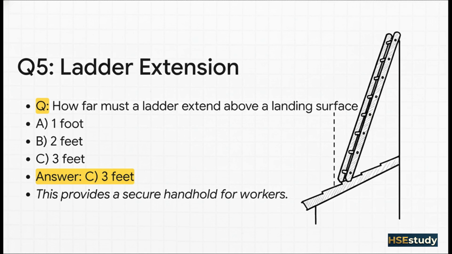Let's stick with ladders for question 5. You're using a portable ladder to get up onto a roof or another landing. How much should that ladder stick out past the edge? The correct answer is C, 3 feet. You need that extension to have a safe handhold when you're getting on and off. This is just one of those numbers you have to memorize cold, 3 feet.